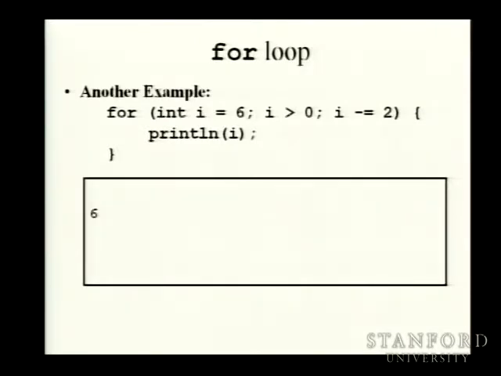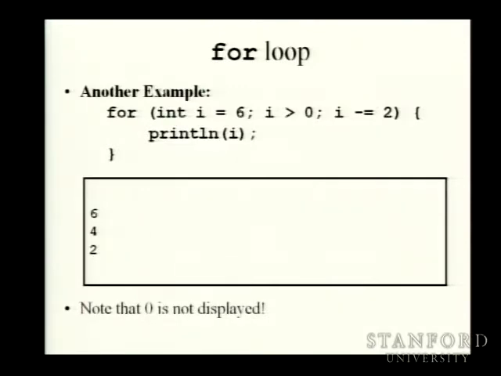6 is greater than 0, so it writes out 6, subtracts 2. 4 is now greater than 0, it writes it out, subtracts 2 again. 2 is greater than 0, so it writes it out again. Subtracts 2 from i, so now i has the value 0. 0 is not greater than 0, so it's done. Okay, so that 0 is not displayed, because after we do the step, we always check the test again before we execute the loop one more time. Okay, any questions about that?